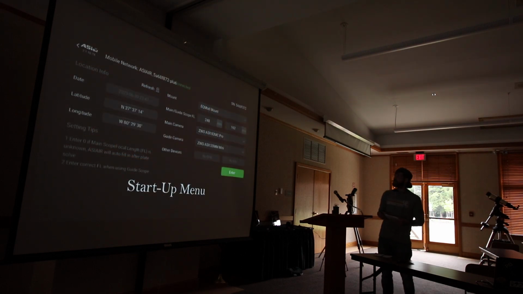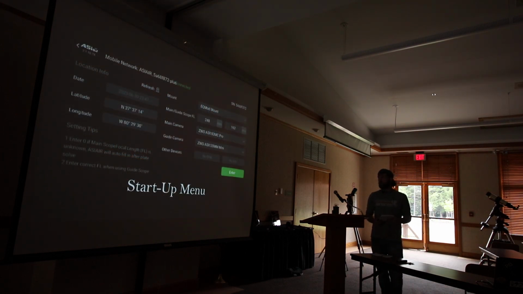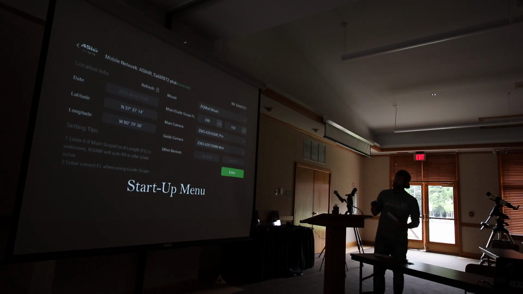And this is basically the startup screen. Once you're connected to your ASI Air device, you come onto this screen, and you will have to choose latitude and longitude, which your phone should have on there.